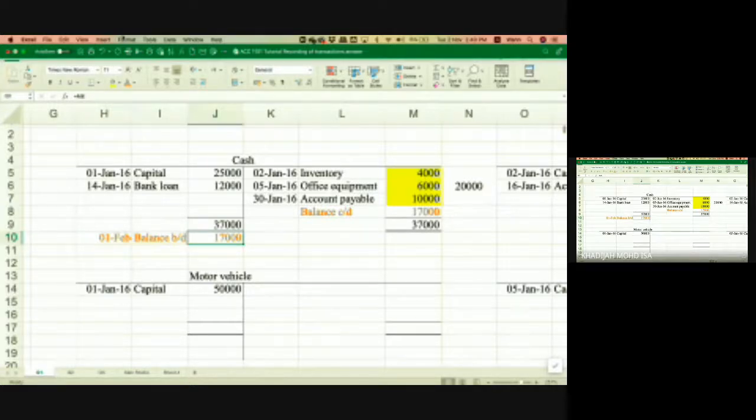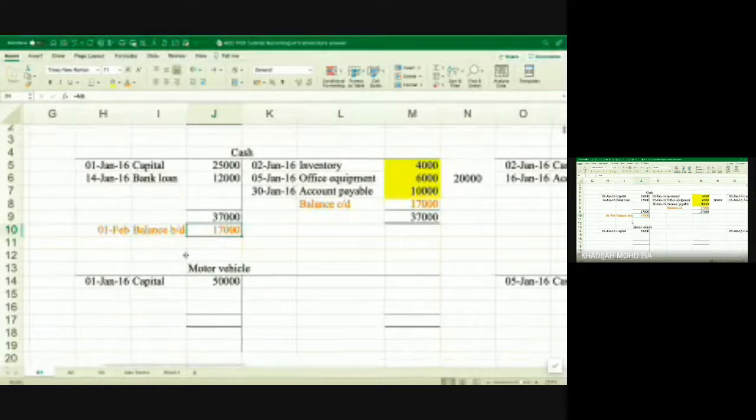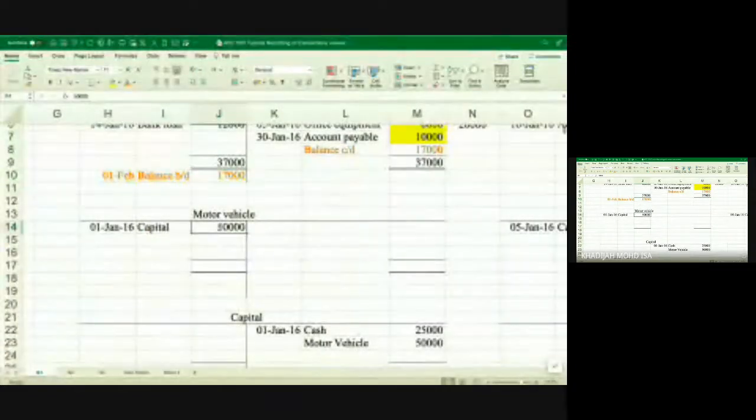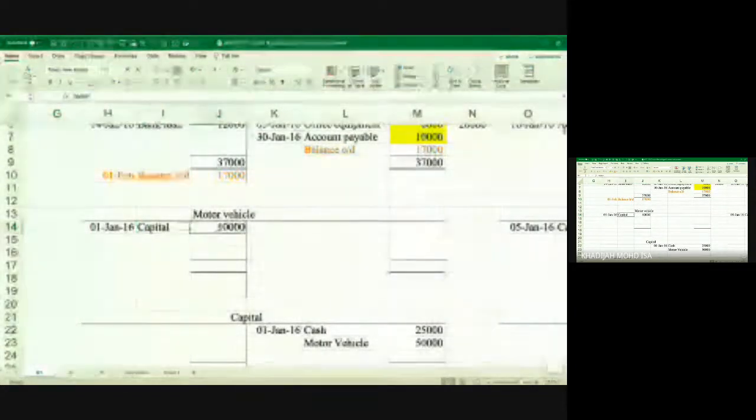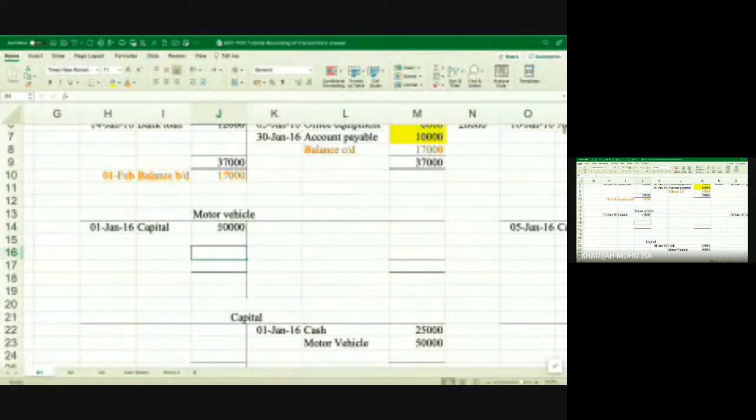Okay, so 17,000 here. But when we have the motor vehicle, right, where you want to decide, of course, again, you know, motor vehicle is an asset. It means that you have your credit balance, debit balance. But in this case, your debit balance is 50,000 on the debit side, but there's nothing on the credit side, right? So there's nothing here. So how do you decide on your closing balance?